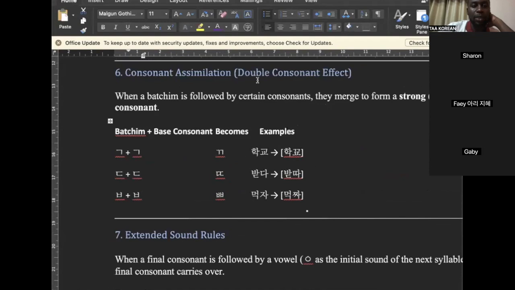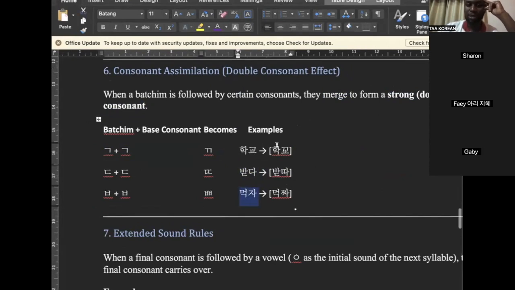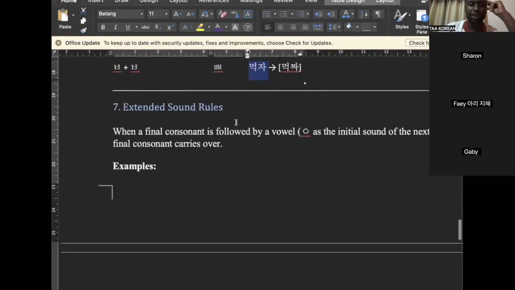Now, consonant assimilation. When a batchim is followed by certain consonants, they merge to form a strong double consonant. G plus G becomes double G, like K. So hakyo, patta, pat. But this one is something you can learn in any class. You'll learn this over time. This is patta. It's not pada. It's patta. This is mok. This part is easy. What we need is the extended sound rules.